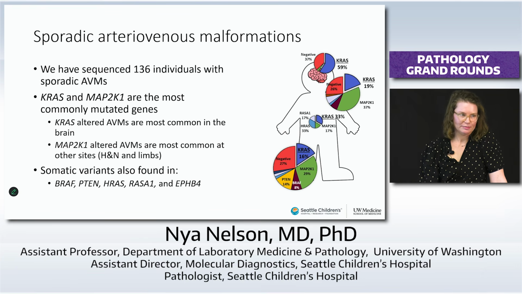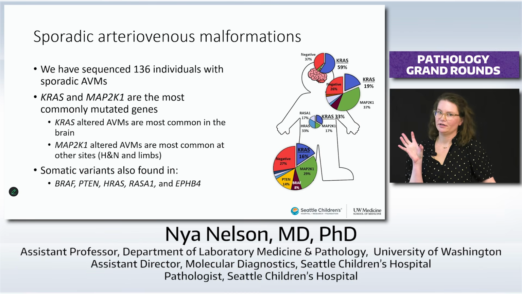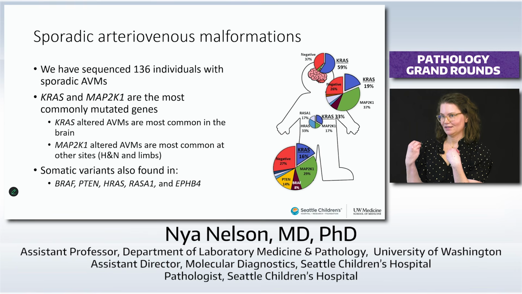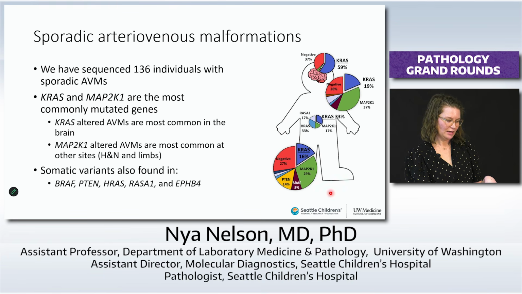And this figure here depicts the genetic spectrum at different body sites. So the size of the pie chart is proportional to the frequency of an AVM involving that site. And then each pie chart depicts the genetic spectrum. So for example, AVMs are far more common in the limb than they are within the trunk.